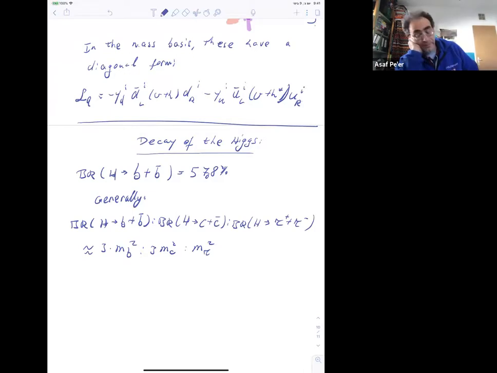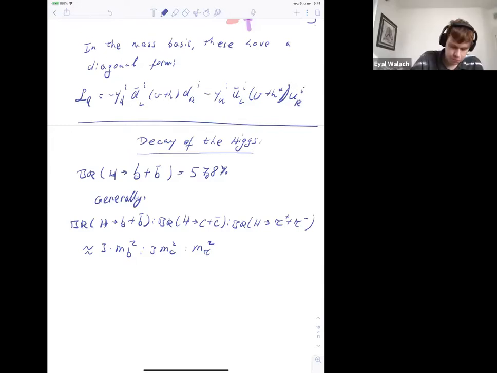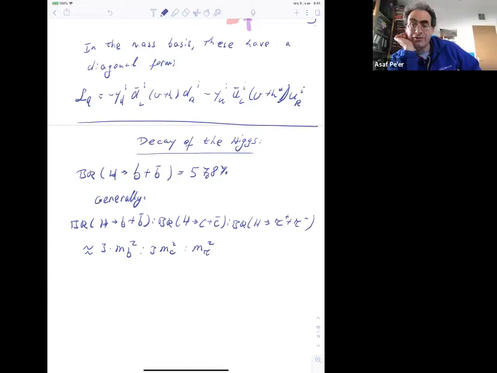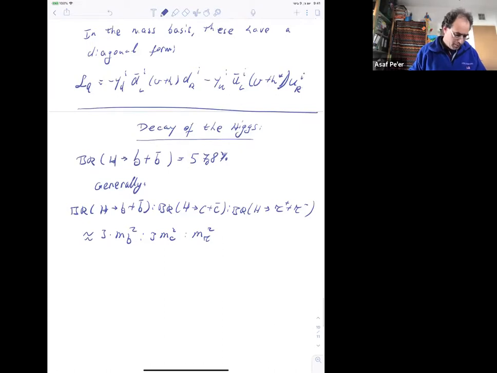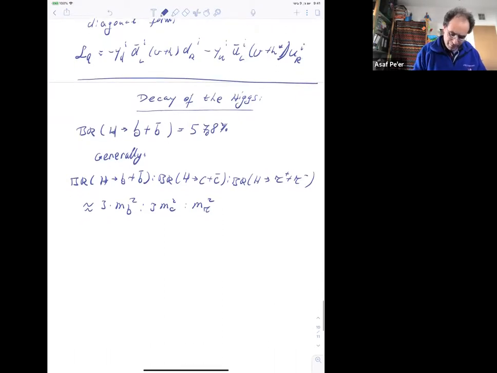Why did I put the 3s in there? Colors. The colors, because the quarks have 3 different colors. That, by the way, measuring this is another way of measuring how many colors there are. How many generations there are, sorry, how many colors there are. This is for the 3 possible colors.